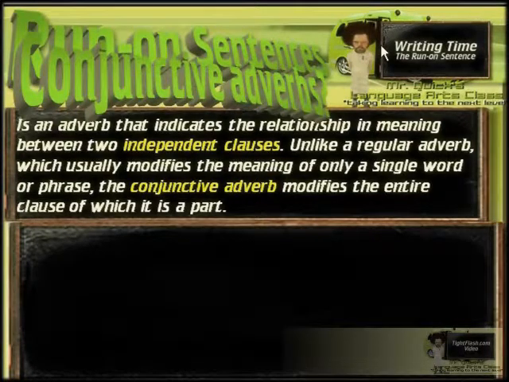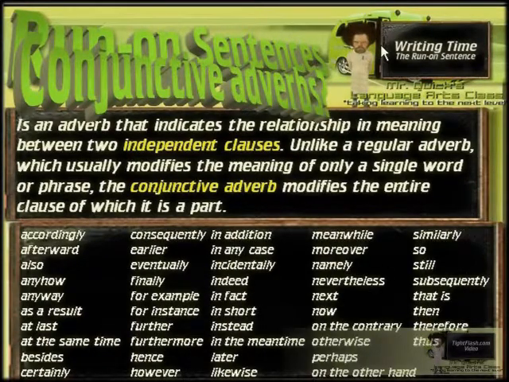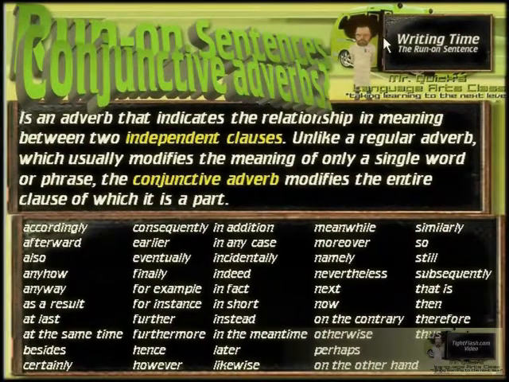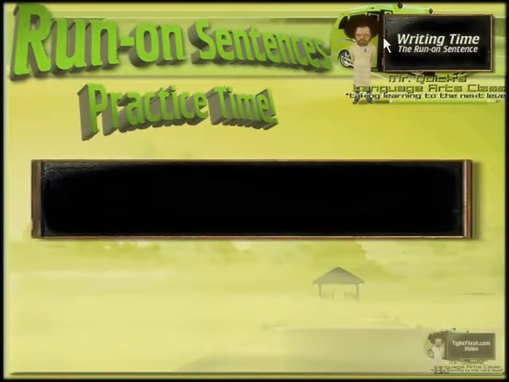Now, let me familiarize you a little bit with conjunctive adverbs. Conjunctive adverbs are those words that we use to connect independent clauses, and they go something like accordingly, afterwards, also, anyhow, anyway, as a result, at last, at the same time, besides, consequently, early, so forth and so on. I think familiarizing yourself with this list would be greatly beneficial to you, because this is a really good list to know when you're talking about sentence structure in general, not just fixing the run-on sentences here.